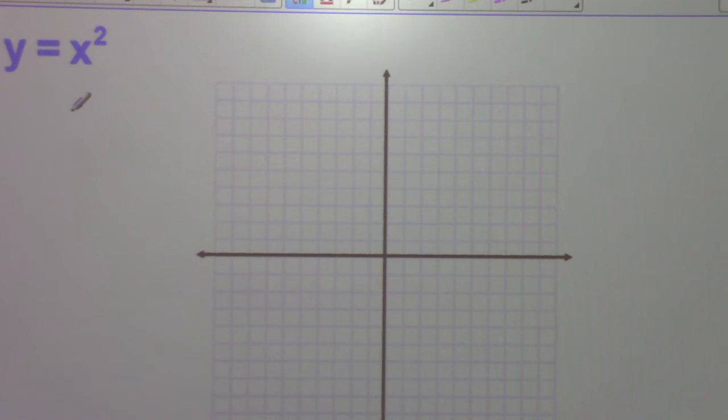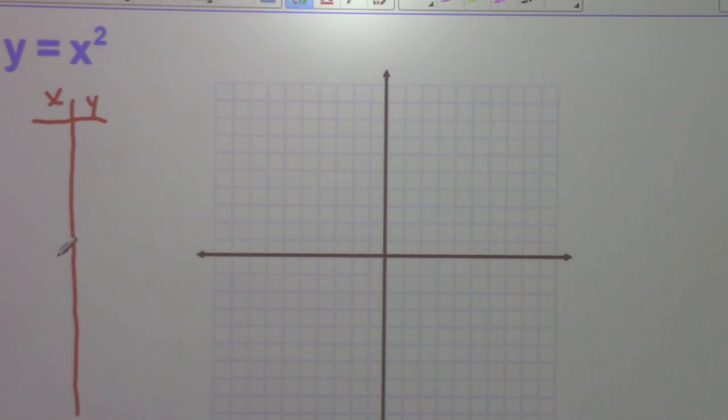All right. For a quadratic function, I'm going to go ahead and draw a table. And we're going to learn about sketching quadratic functions.